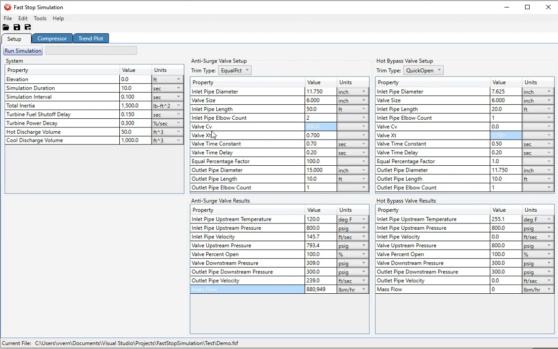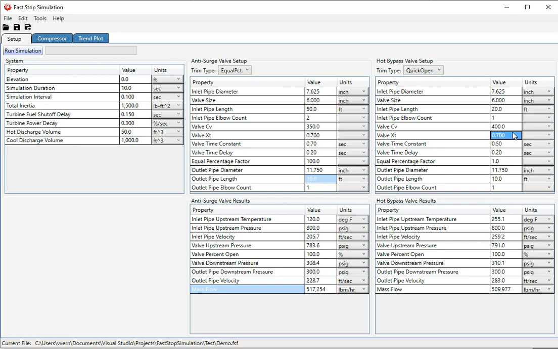So let's go back to the optimal CV and pipe sizes, whatever that was, 6.5, 1.75. And let's choose a CV of 400 again on the hot bypass. And we achieve decent velocities, actually quite good velocities with the pipe sizes I've chosen. So now we're going to run that analysis again. This is a quick open valve with pretty quick opening as well in the time constants and valve delay.